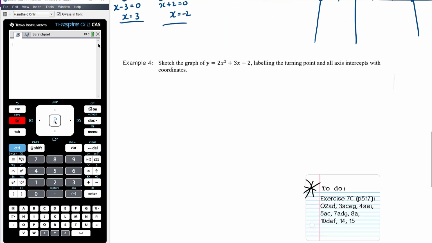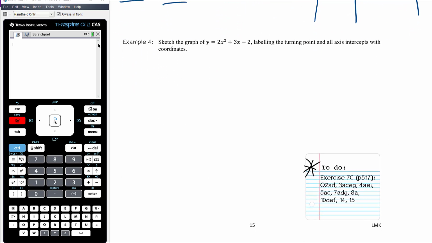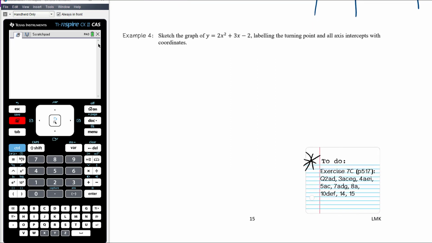Alright, example 4, the final example. Sketch the graph of y equals 2x squared plus 3x minus 2, labelling the turning point and all axis intercepts with coordinates. I suspect I might not have given us enough room here again. I should have given us a full page for these last two. So write a bit small as you do it.